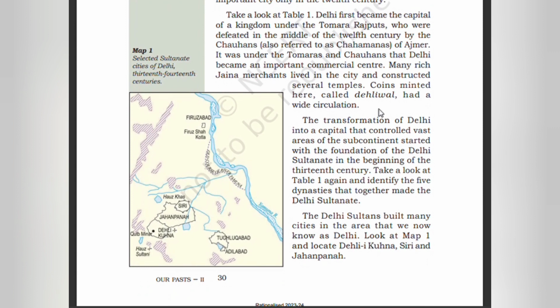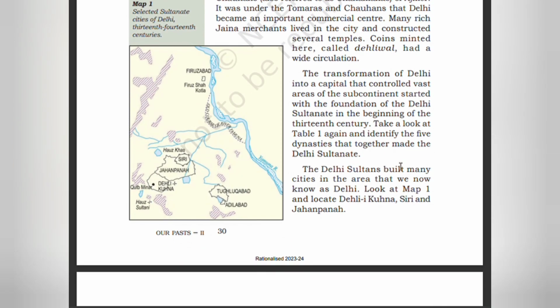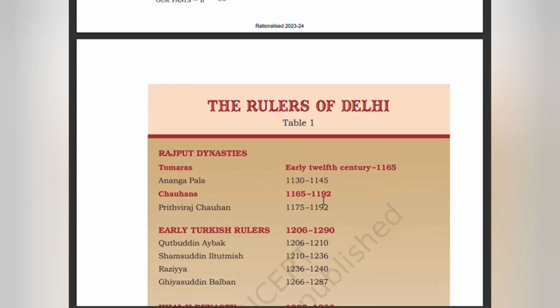The transformation of Delhi into a capital that controlled vast areas of the subcontinent started with the foundation of the Delhi Sultanate in the beginning of the 13th century. Take a look at the table again and identify the five dynasties that together made the Delhi Sultanate. Delhi Sultans built many cities in the area that we now know as Delhi. Look at the map and locate Delhi, Kuhna, Siri and Jahanpanah.